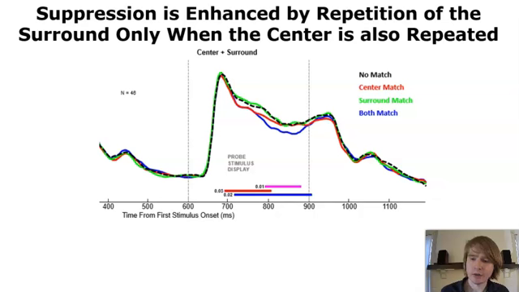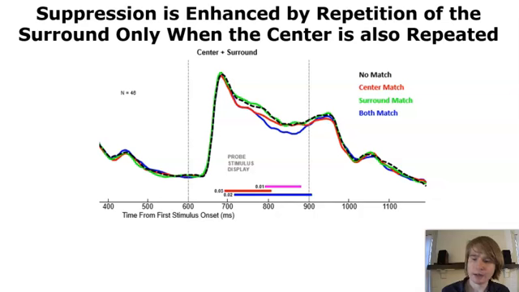However, there was a strong effect of repetition of the surround when the center was also repeated, as indicated by greater suppression in the both match condition compared to the center match condition. This is quantified by taking the difference between the center match condition and the both match condition, and is significant by the cluster-based permutation test as indicated by the magenta bar.